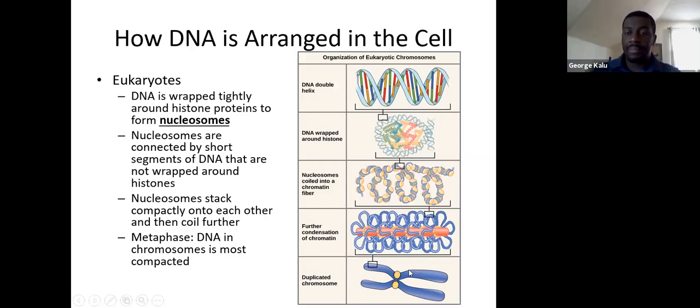And so when we're in metaphase, that's going to be where the DNA chromosomes are the most compacted. Remember when we were looking at DNA, we were looking at our chromosomes being condensed. This is what we're talking about. This is how we're able to condense it, and so it becomes the most condensed during metaphase.